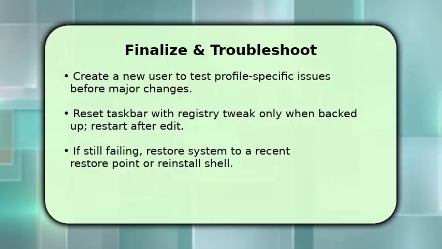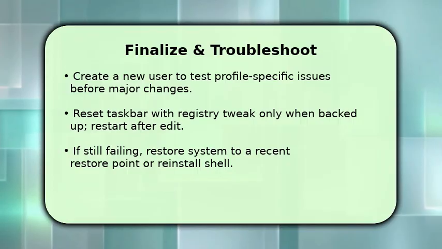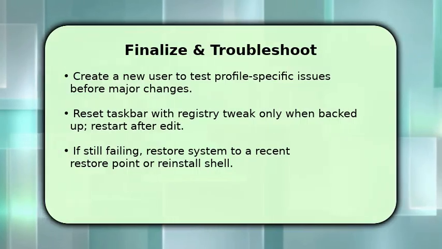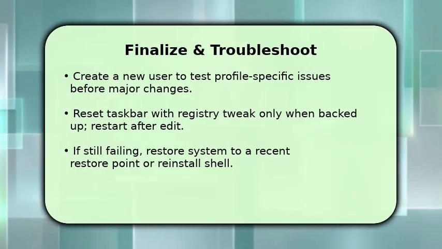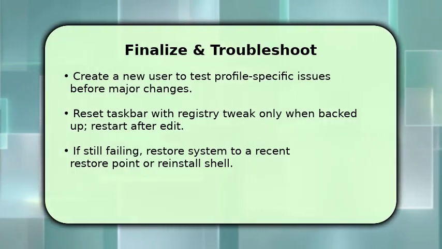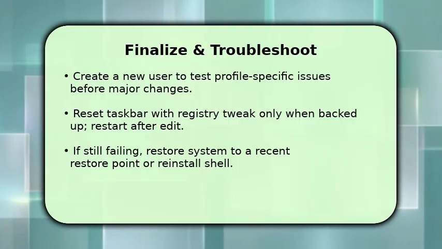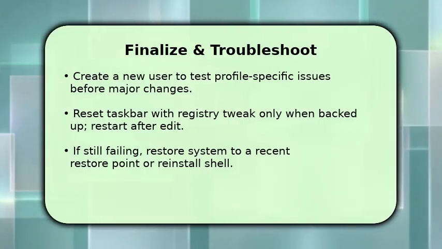If necessary, and after exporting the registry, apply a carefully documented registry reset for taskbar settings, and restart Explorer. Make sure to back up data. If icons still don't show, restore to a recent system restore point or consider an in-place repair install.